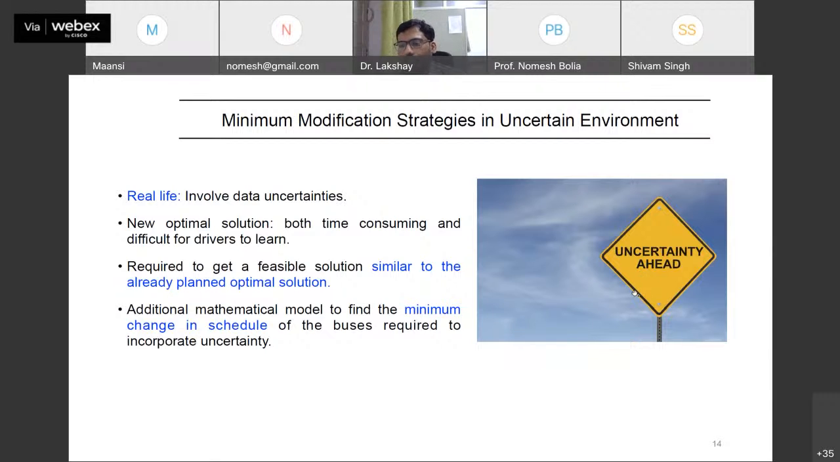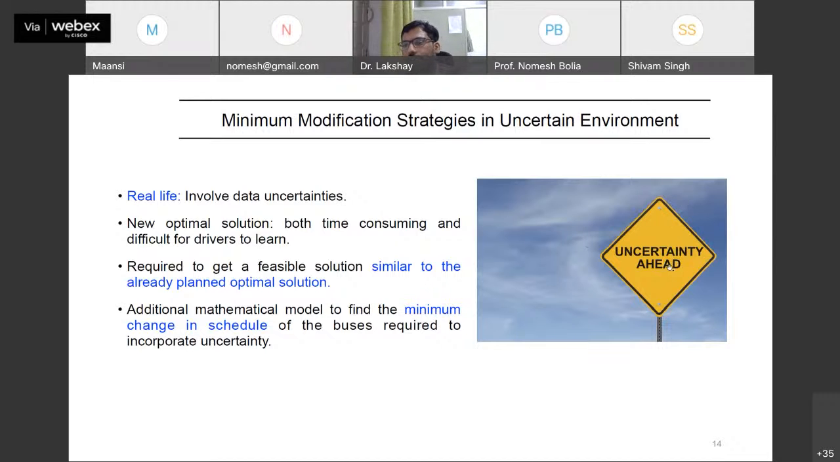The demand is not certain. Sometimes even the bus driver will not be present, and all those things happen. Still, now we have formulated model one and model two. I've shown you model one and model two. What model two does is exactly tell the driver that you have to go from this depot, what is the route that you have to follow, and what will be your sequence. That is something we have already trained the driver.